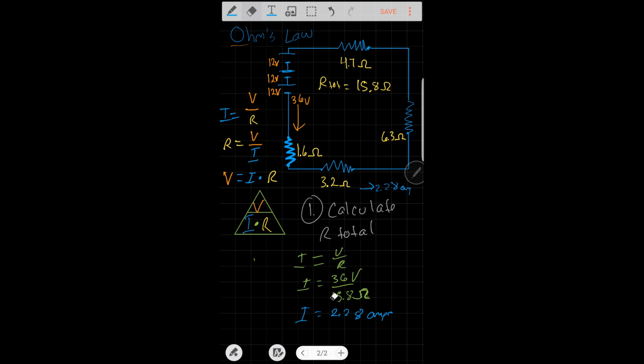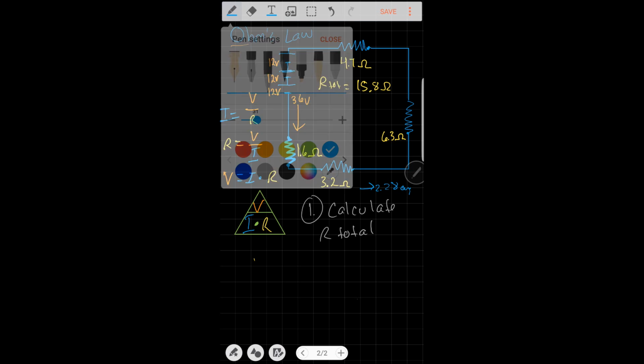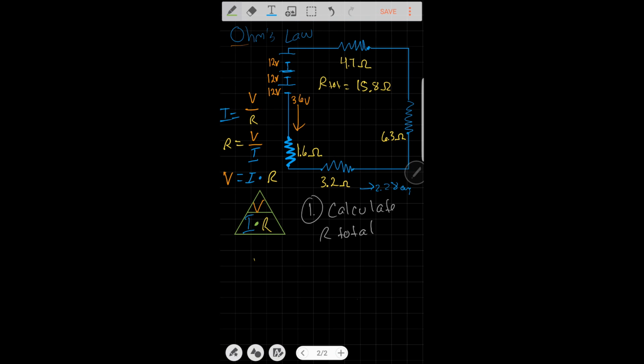So now that I've calculated my R total and I've calculated my amps, let's go ahead and write that down for your notes. By the way, if you're watching this video for the first time, you need to be taking notes. If you're watching it for the second time, you need to be reading along with your notes to make sure it makes sense to you. So we calculated current.